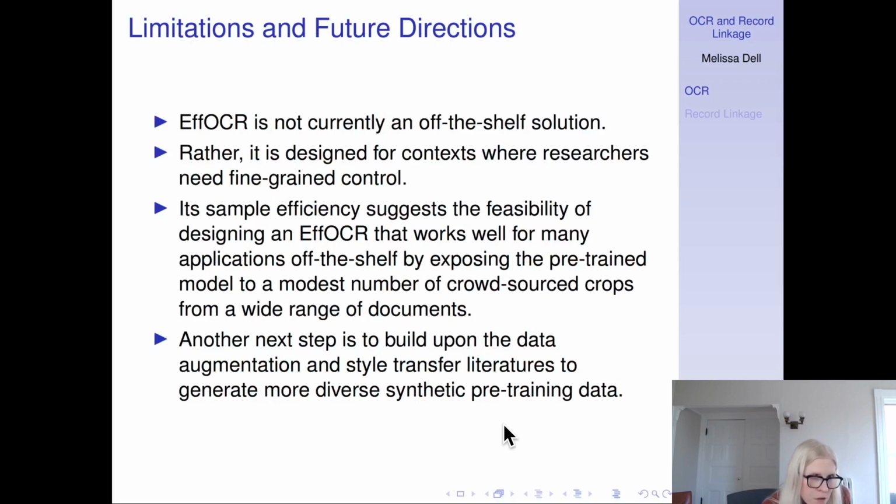Okay, limitations and future directions. First limitation: EffOCR is not currently an off-the-shelf solution; rather, it's designed for contexts where you want fine-grained control. The sample efficiency of EffOCR does suggest the feasibility of designing an EffOCR that works well for many applications off the shelf, by exposing the pre-trained model to a modest number of crowdsourced crops from a wide range of documents. This is something we may try to do in the future.